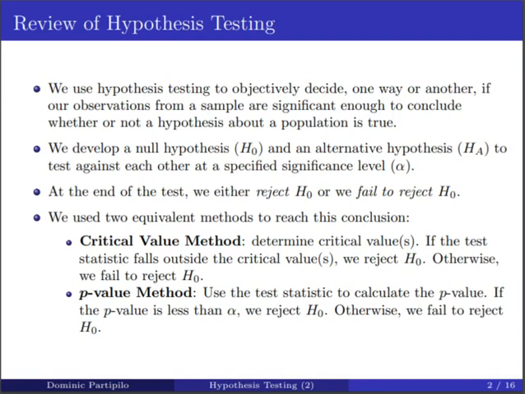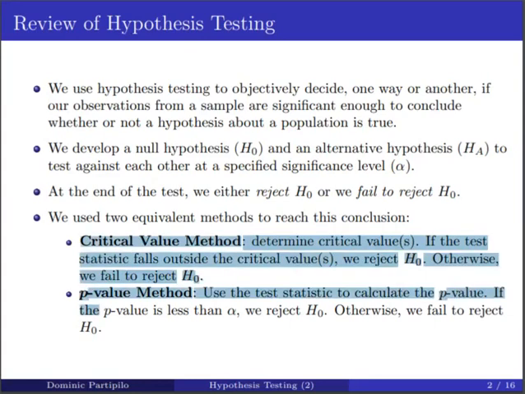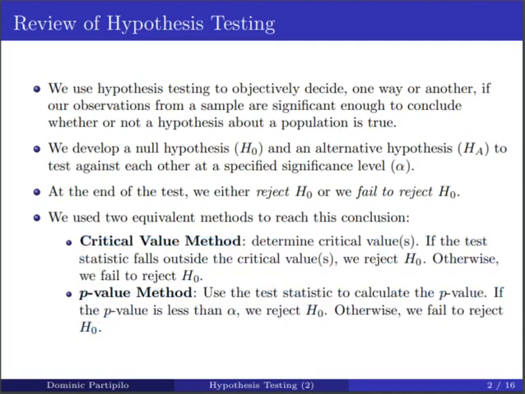And then we also had the p-value method, which is where we use the test statistic to calculate a p-value, and if the p-value is really low, that gives us evidence against the null hypothesis. And then otherwise, we would fail to reject the null hypothesis. And then we determined that we're going to get the exact same result whether we use the critical value method or the p-value method, and we looked at an image at the end that showed how they're directly related with each other.